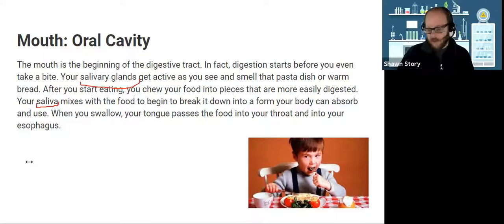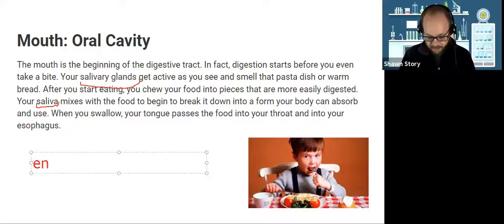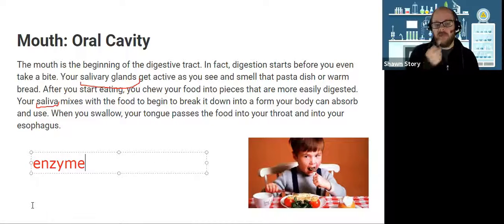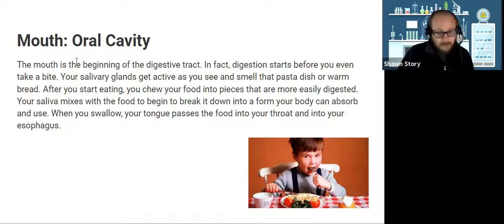Exactly. And this is where, again, we're talking about that idea of enzymes, right? Even from the very beginning, before the food even hits your mouth, your body's already starting to produce enzymes, preparing for that digestion. We're getting ready in the mouth with those saliva glands. One of those 3 types of enzymes you could read about is the one that's produced in the saliva. And you have to decide, is that to digest proteins, to digest carbohydrates, or to digest sugars? So that's the oral cavity.